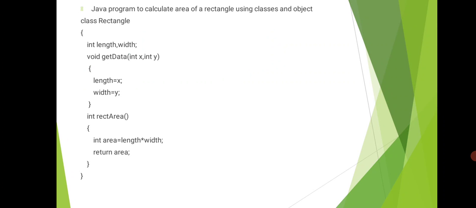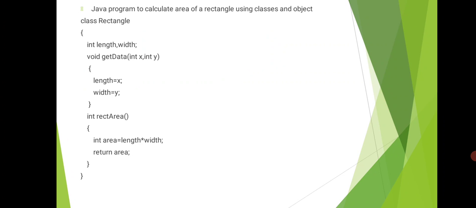Okay, so like this way we can also store the data to the instance variable using methods. Now we write one example Java program calculating the area of a rectangle using classes and objects. So class Rectangle, in this class we are declaring both data members and member methods. Here the data members are length and width. They are also called instance variables.